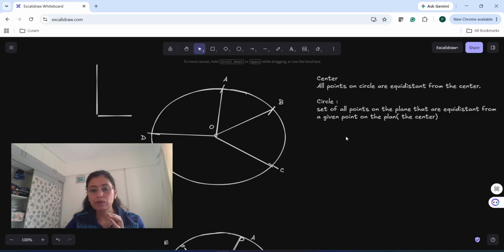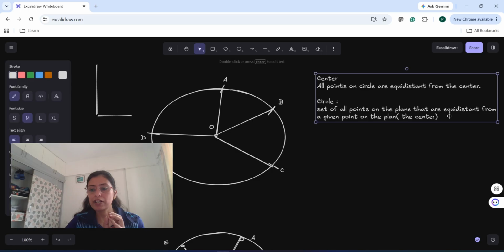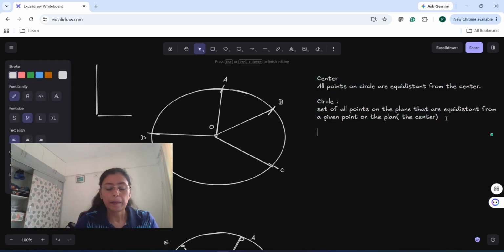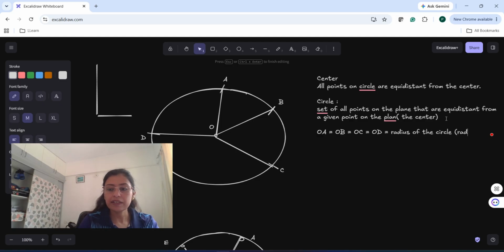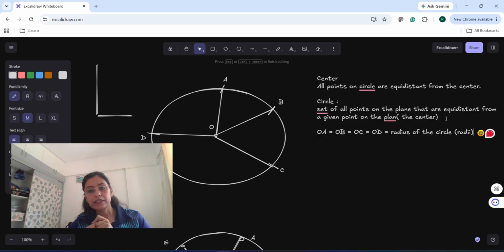And what is this distance? We are saying it is all an equal distance from the center. Now, all this equal distance, OA is equal to OB is equal to OC is equal to OD. What is the term used to define them? They are all called the radius of the circle. The plural term of radius is radii. So they are all the radius of the circle or the radii of the circle. Okay, clear until now? Any doubts?